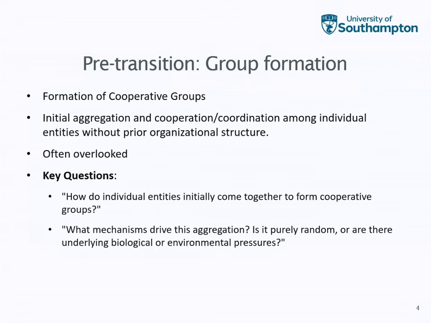The process of ETI can be divided into two phases: the pre-transition phase, or the group formation phase. Some key questions in this phase: how do individual entities initially come together to form cooperative or coordinated groups, and what mechanisms drive this aggregation? Is this purely random, or is there an underlying biological process?